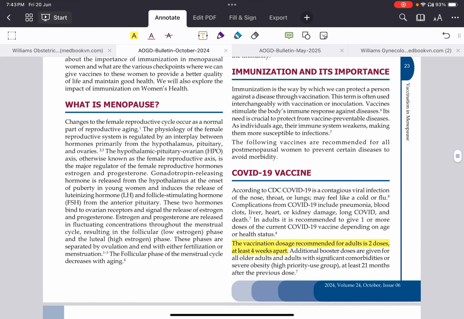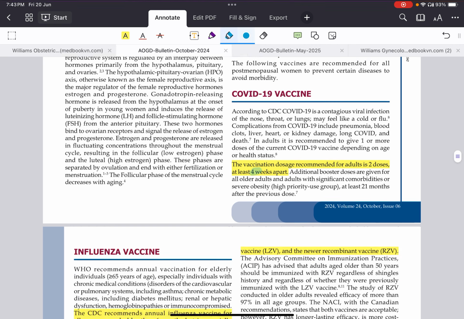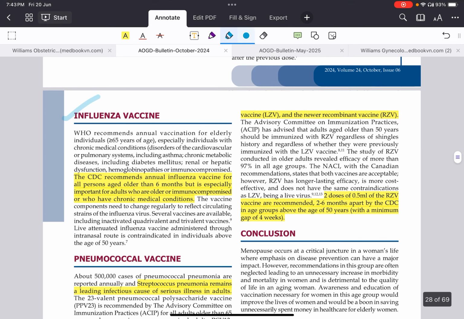The COVID-19 vaccine is given in two doses, at least 4 weeks apart. Then the influenza vaccine, which you have already mentioned. You will give this to those more than 65 years of age, especially individuals with chronic medical conditions; annual vaccinations are given. Every year you should take this vaccine, especially with cardiovascular or pulmonary disorders, asthma, diabetes, renal or hepatic dysfunction, hemoglobinopathies, or immunocompromise. These people should get a yearly influenza vaccine.